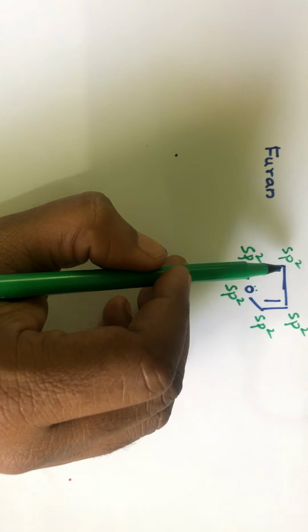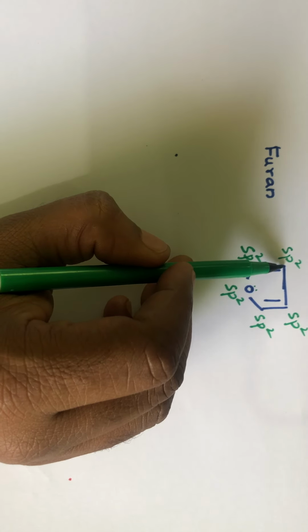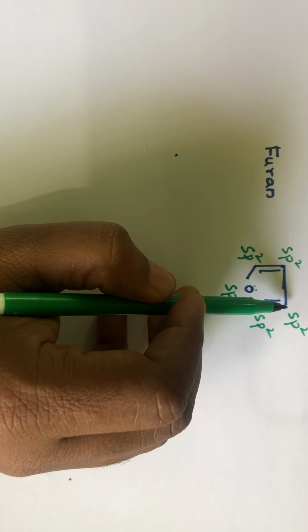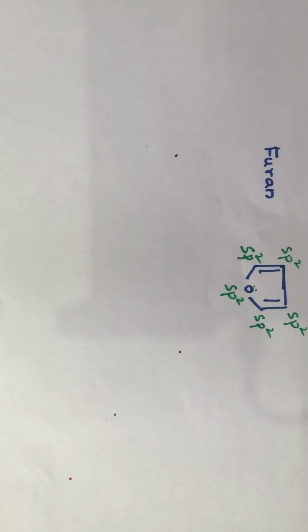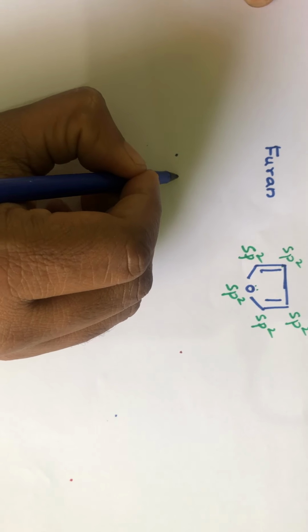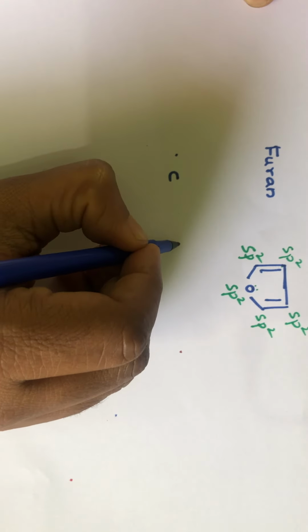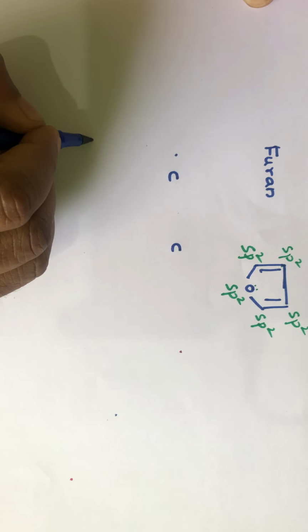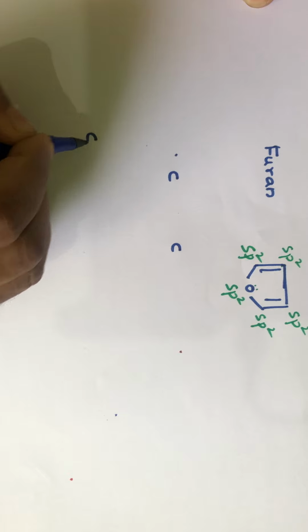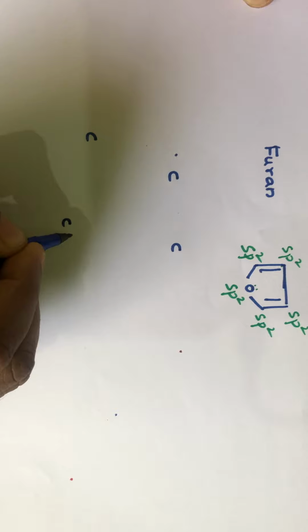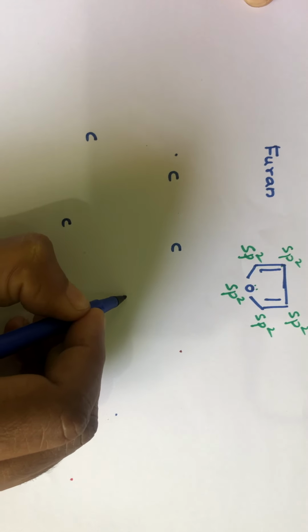When I say sp2 hybridized, this carbon will have 3 sp2 hybrid orbitals and 1 unhybrid p orbital. This also will have 3 sp2 hybrid orbitals and 1 unhybrid p orbital. Okay, I'll just represent the structures. So it has 4 carbon atoms. I will draw carbon atoms like this. 1 carbon. This is another carbon. I will draw the 3rd carbon here, the 4th carbon here, and the oxygen atom here.